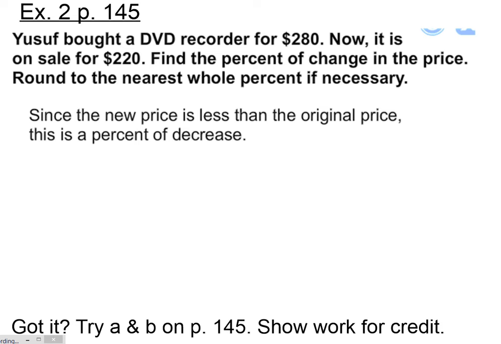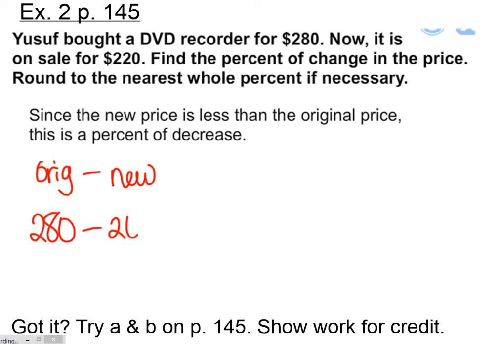So to find the percent of decrease, because the price went down, we need to find the difference. So to find the difference, we know the original price was $280, and we subtract the new price, which is $220. When you subtract those, you get a difference of $60. So that's how much the price went down.